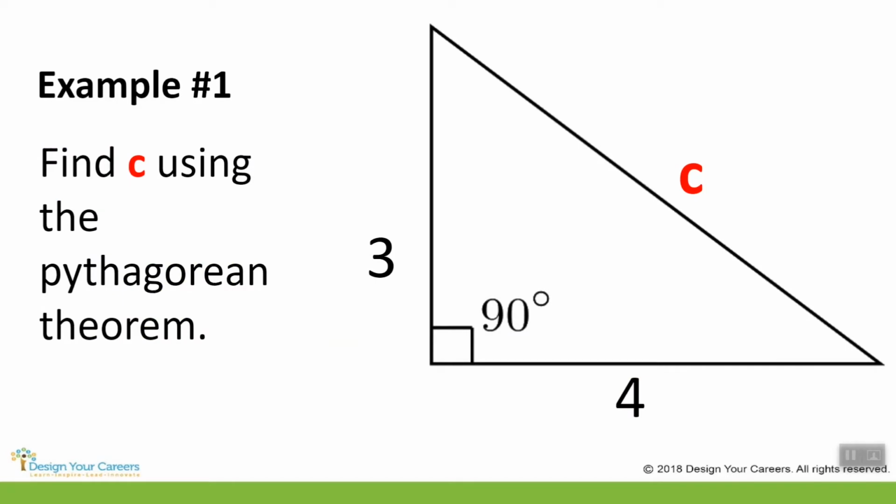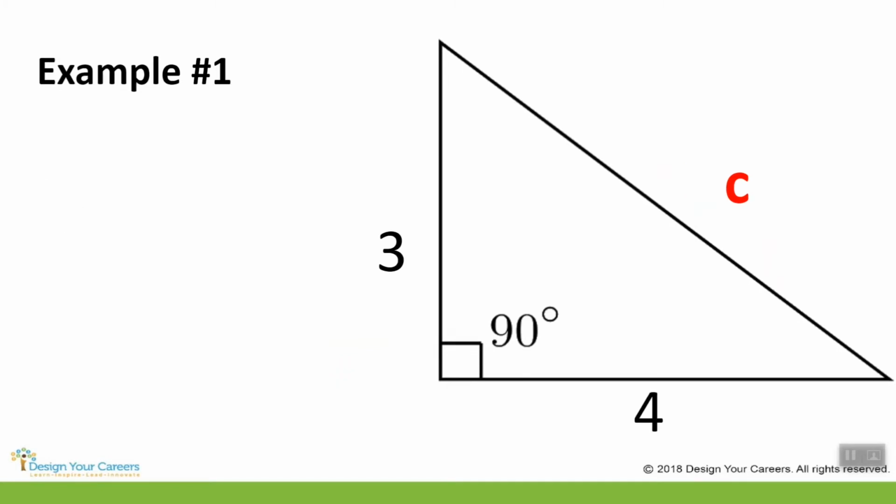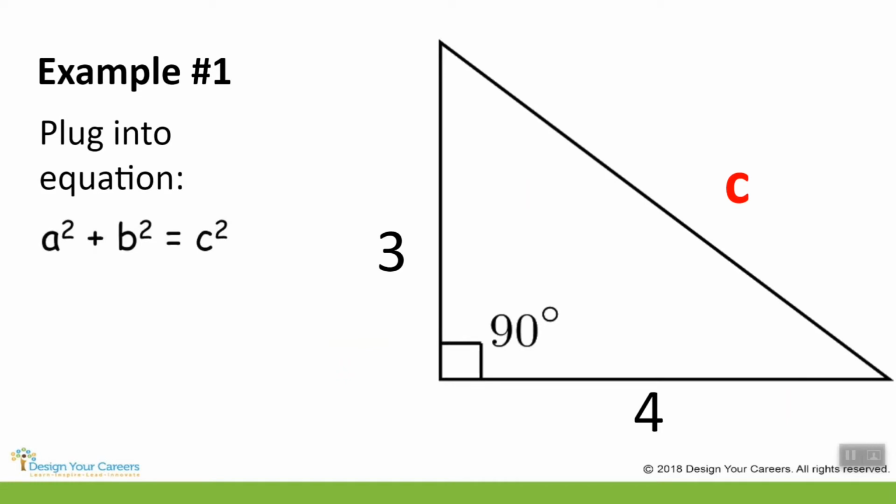Example number 1. Find c, or the hypotenuse, using the Pythagorean theorem. So what would you do here? First, you would plug the problem into the equation. a squared plus b squared is equal to c squared. a and b are 4 and 3, but they could be interchangeable. And c is c, so you would have 3 squared plus 4 squared is equal to c squared.